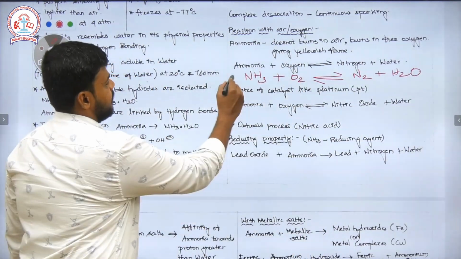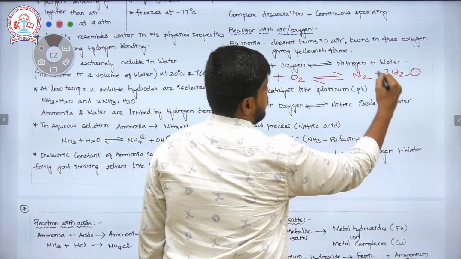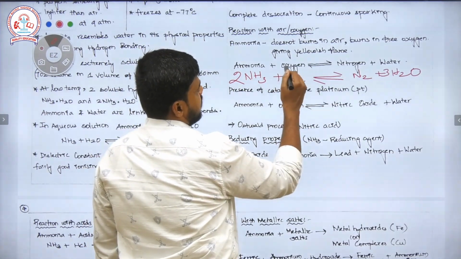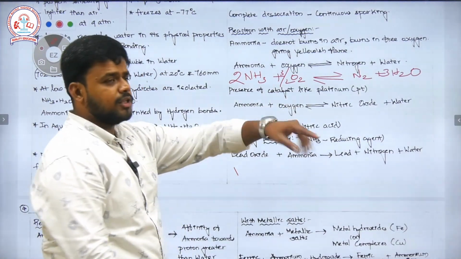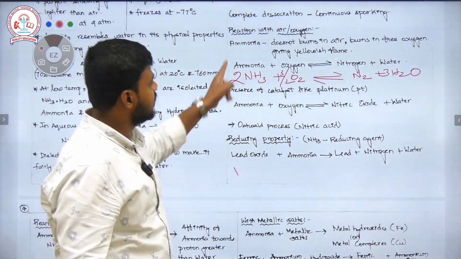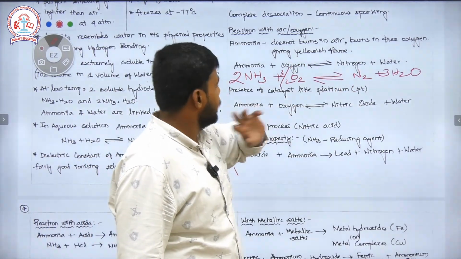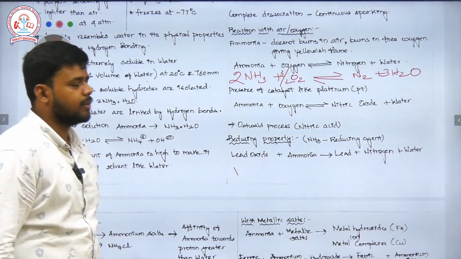To balance it, I will make ammonia 2. Hydrogen here is 3, so I will make water 6 there, so I will make it 3 here. Oxygen is 2 here, so 3 here, so I will make it 3/2 of O2. Or you can just double the stoichiometry and write it as 4, 3, 2, 6. You can double the stoichiometry; that way also you can balance it.